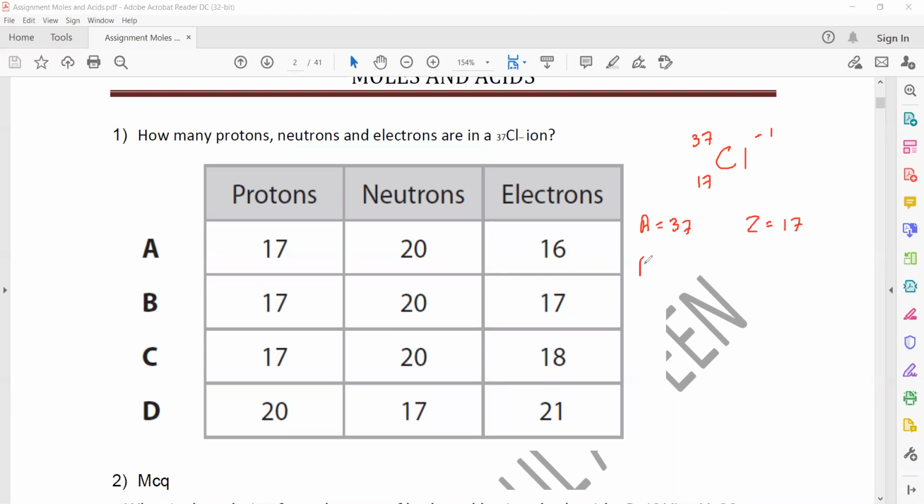To find the number of protons, that is equal to Z, so it is 17. To find the neutron number, that is A minus Z, which is 37 minus 17 equals 20. And to find the electron number, that is Z minus the charge. So Z is 17 minus the charge, which is -1, so it will be 17 plus 1, which equals 18. So it has 17 protons, 20 neutrons, and 18 electrons. That's why it matches with option C.